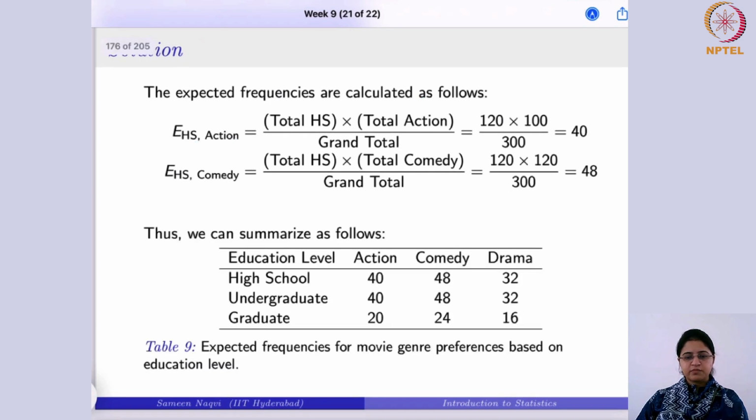And finally, if you want to summarize it for all of them, these are the expected frequencies that you can get by using this formula. So I have shown it only for 2 and summarized the rest of the 7 cells. So you have these as the expected frequencies. Now you have the observed frequencies, you have the expected frequencies. You can calculate your chi-square test statistic.